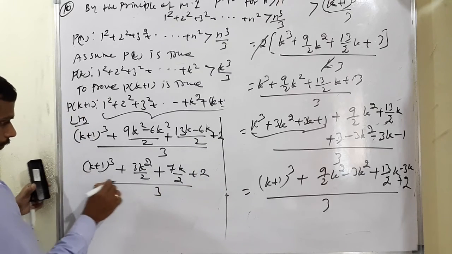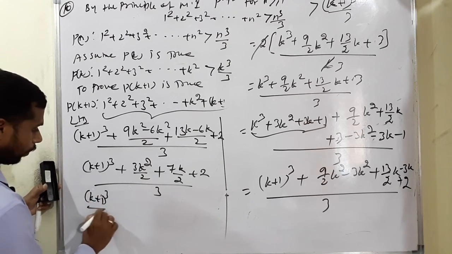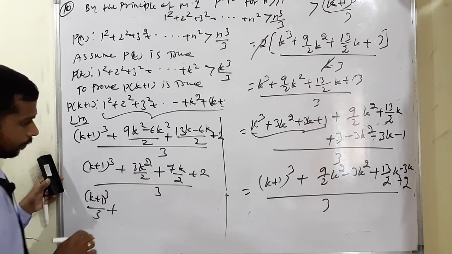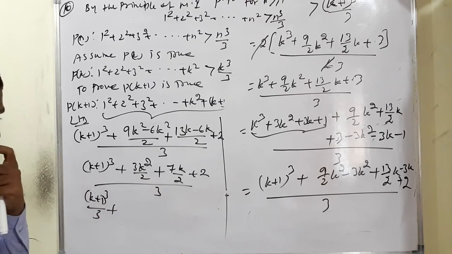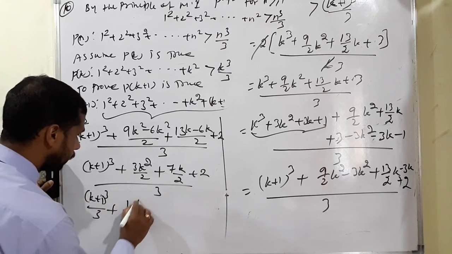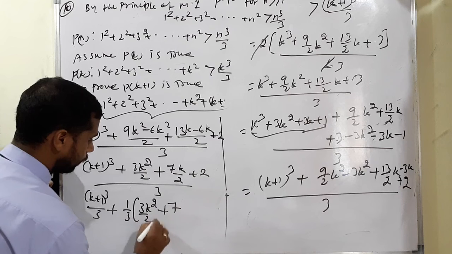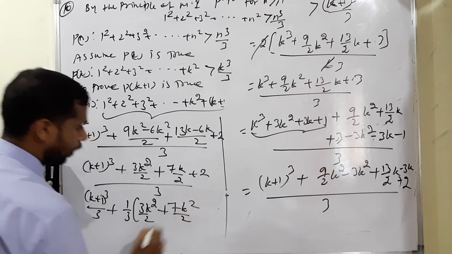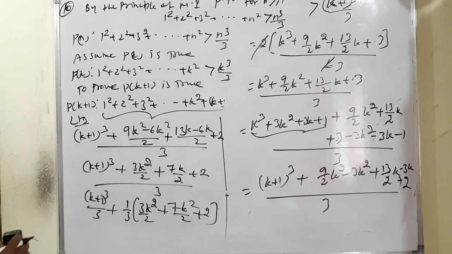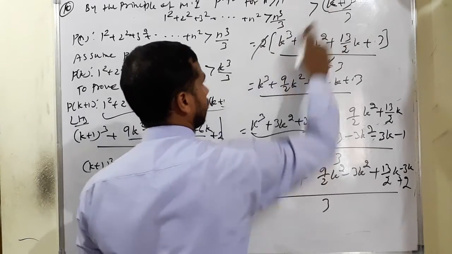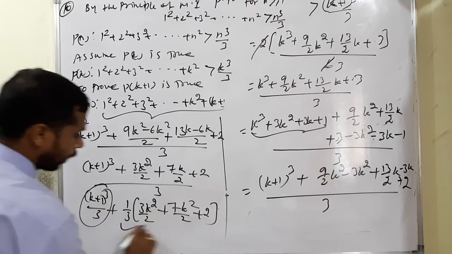Just equating k plus 1 the whole cube by 3. Next, what is the common term there? So 1 by 3, then inside, 3k square by 2, then 7k by 2, plus 2 is there. Now, what we have to prove? This is greater than k plus 1 the whole cube. This is greater than k plus 1 the whole cube plus one additional term.